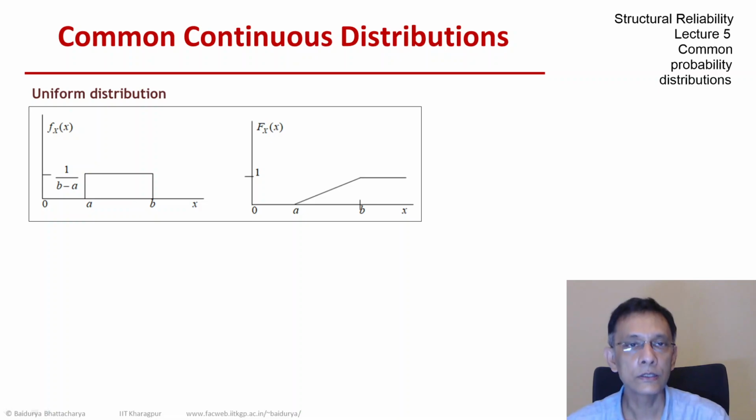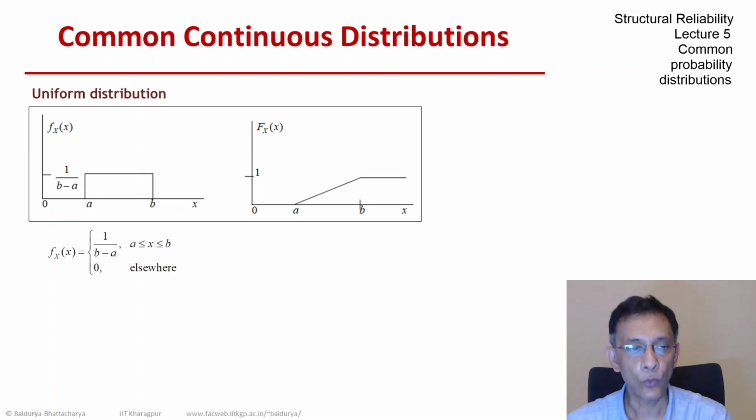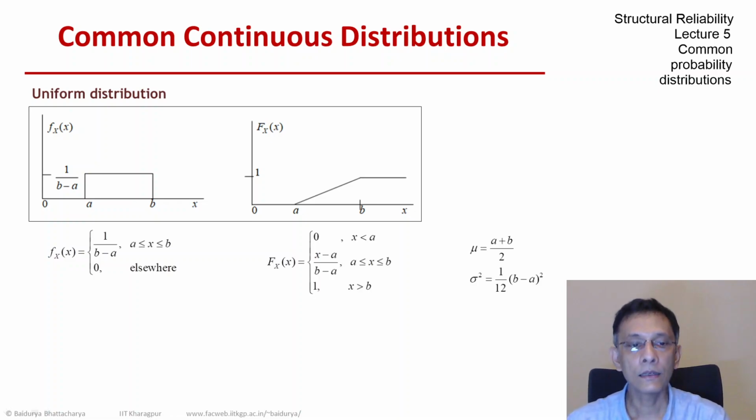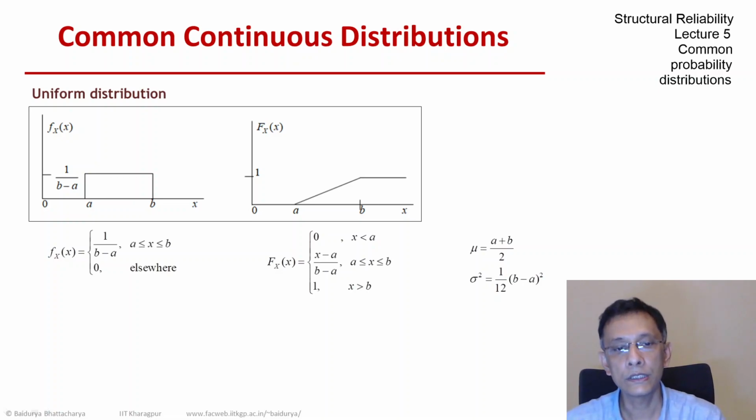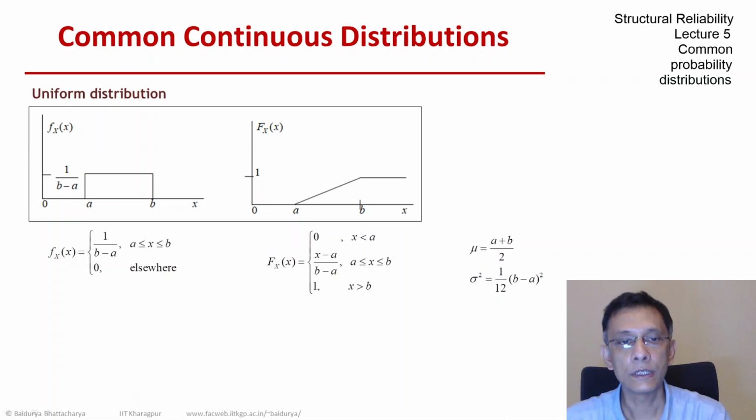Like in the discrete case, no outcome in the range is more likely than the others. So the density function is a rectangle between A and B, and the distribution function, the CDF, is a straight line between A and B going up from 0 to 1. And the mean is the average of A and B, and the variance is the difference squared divided by 12.